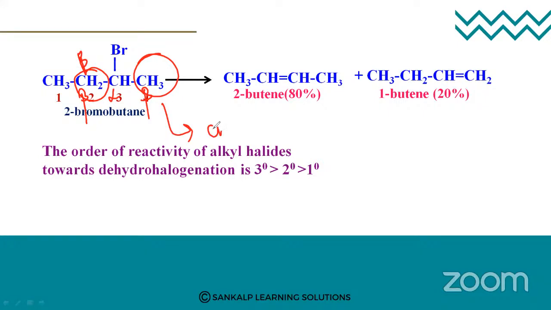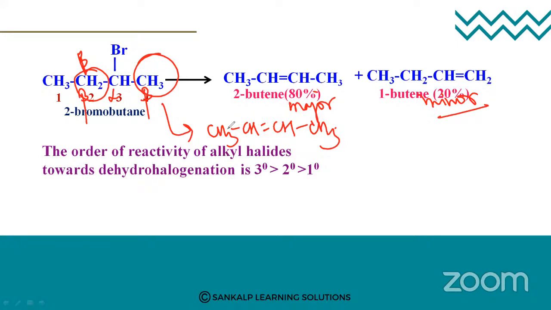So the product is CH3, CH double bond CH, CH3. This is the major product, and this is the minor product. Minor product means the amount of yield will be less, and here the amount of yield will be more.